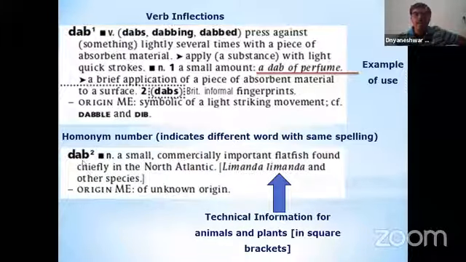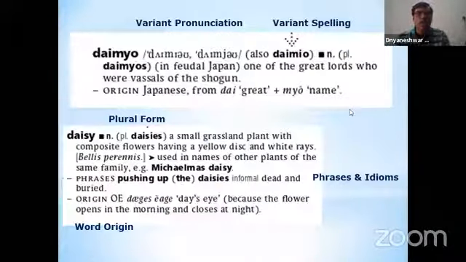If you look at the second example, that is dab two, so this is a word which differs from the first one. It provides us technical information like Limanda, and other species. So this is related to animals and plants, which is given in square brackets. So when additional technical information is provided, it is always provided in square brackets. Let's move on to some more examples.